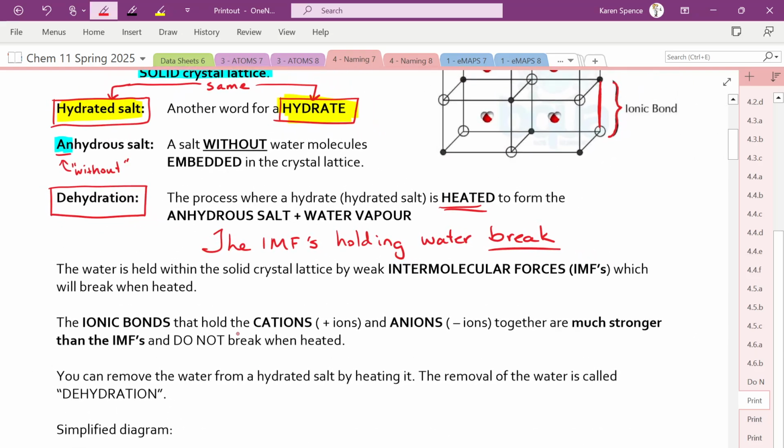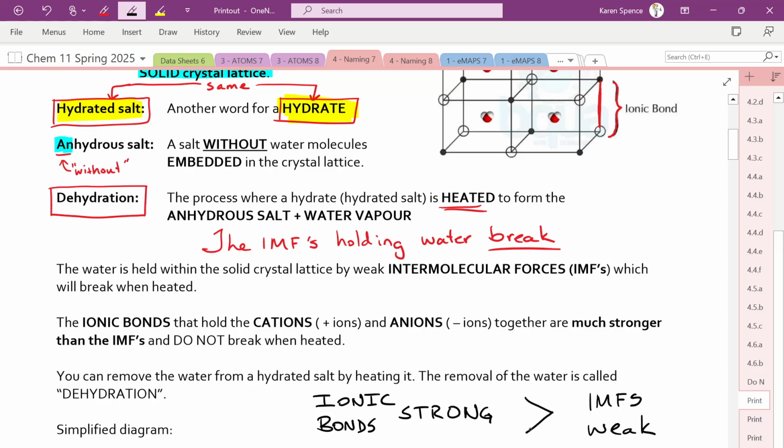Now, if we remind ourselves, ionic bonds, are they strong or are they weak? Ionic bonds are strong. IMFs are weak, so these are stronger than those. So although the IMFs will break, will the ionic bonds break? No, not unless we heat it a lot higher. The IMFs will break around 100 degrees. You would need to heat this to several thousand degrees to get the ionic bonds to break. When you said 100 something, I was thinking double that. Oh, yeah, no, more than that.